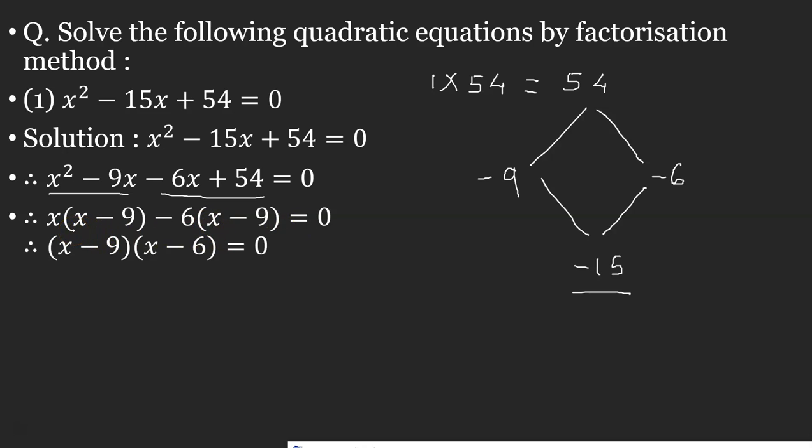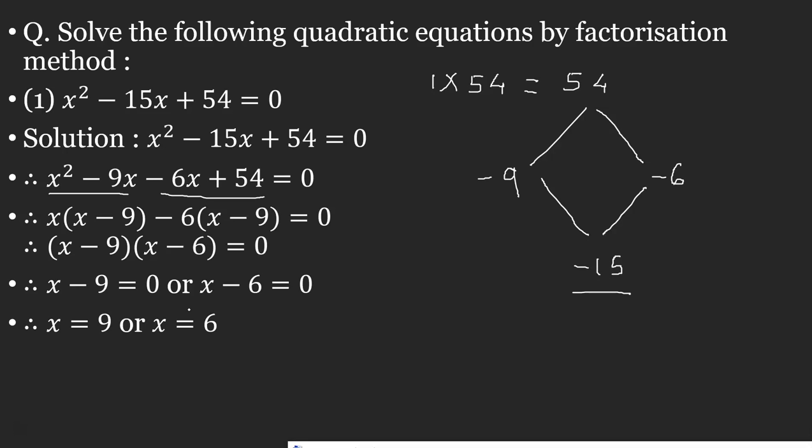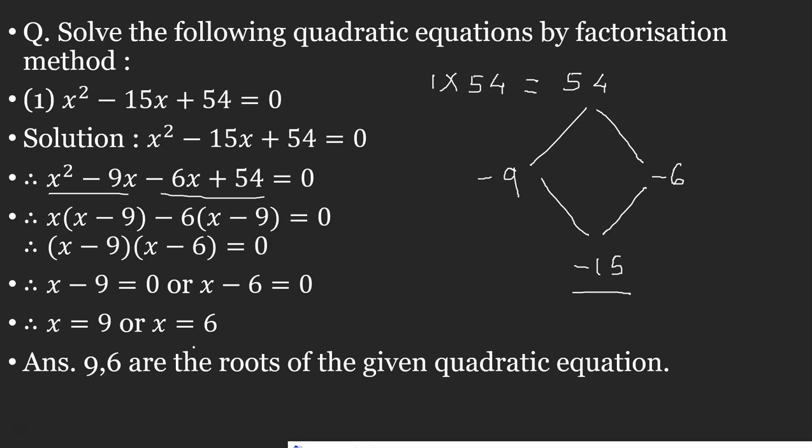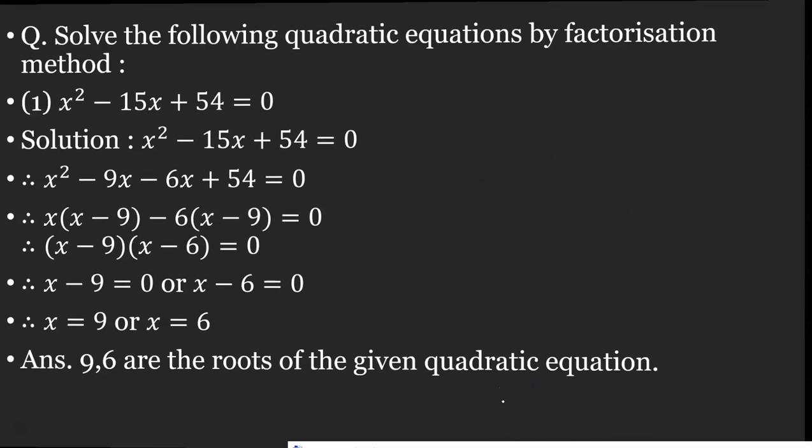Again, take the common x minus 9 as a common. And what are the remaining terms? x minus 6 in another bracket, दुसऱ्या ब्रॅकेट मध्ये. आणि नंतर मग आपण नेहमीच्या स्टेप्स इथे लिहित असतो. x minus 9 is equals to 0 or x minus 6 is equals to 0. या प्रकारे x is equals to 9 or x is equals to 6. And these are the roots of the given quadratic equation. Now we'll see the next example.